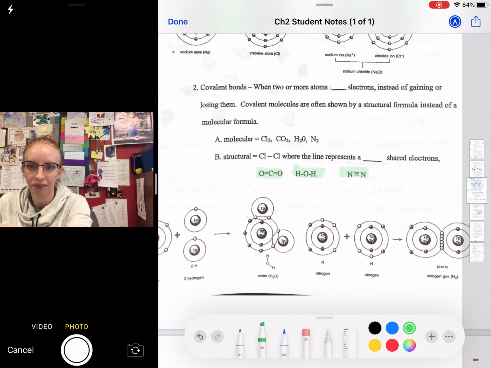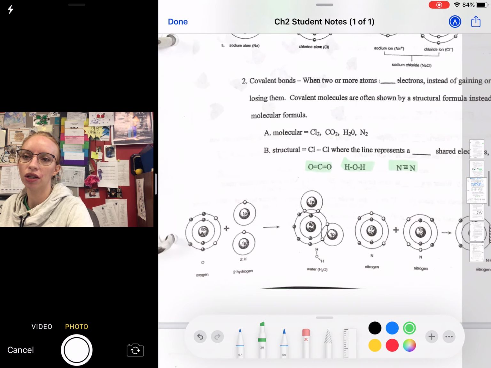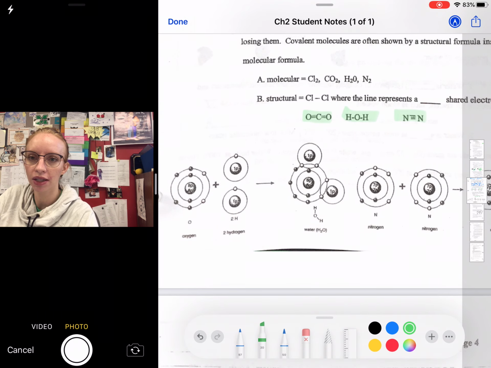And then here, nitrogen to nitrogen, nitrogen needs 3 electrons to be shared with it to be full, so each nitrogen shares 3 with itself. So above that it says structural equals chlorine bonded to chlorine, where the line represents a pair of shared electrons. So let's look at what those actually look like, and we're going to look at water, for example.